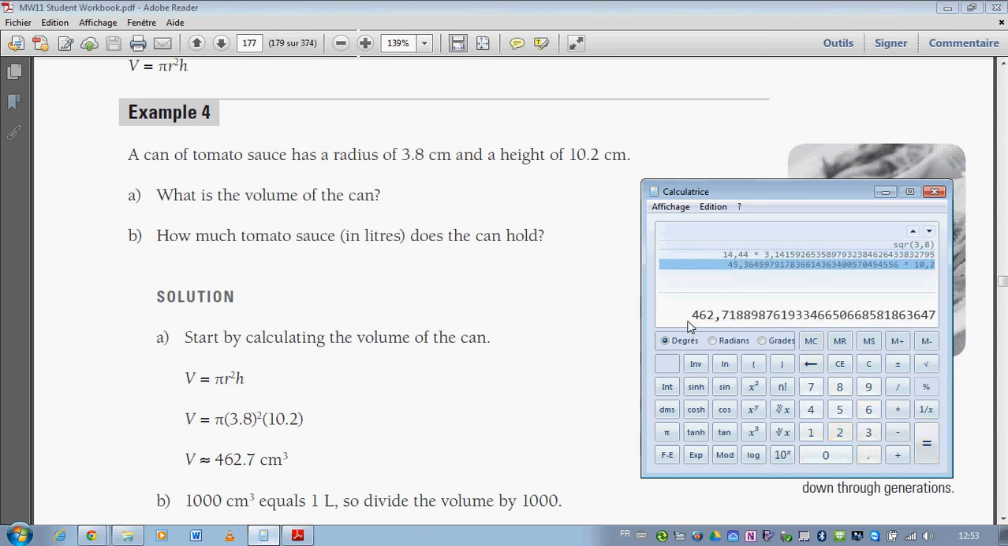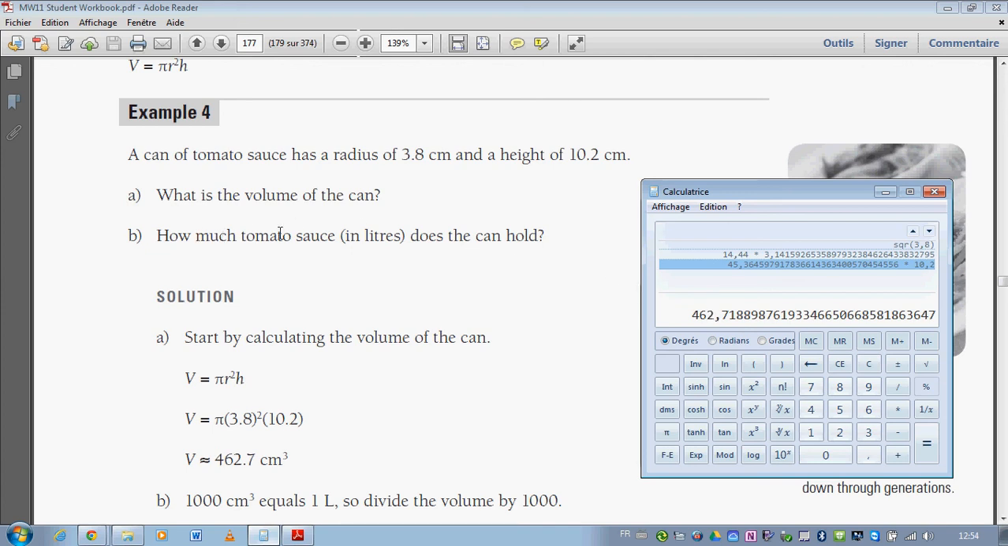Okay, so you get 462.7. Once again, just to let you know what I just did, I figured out the area of the base. The base is a circle, so pi r squared. So 3.8 squared times pi, and then that multiplied by 10.2, which is the height through which that extends. And you get 462.72 roughly being the volume.